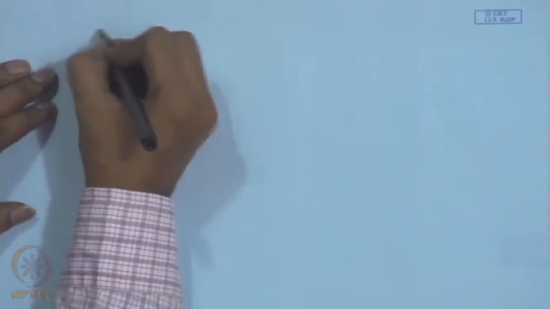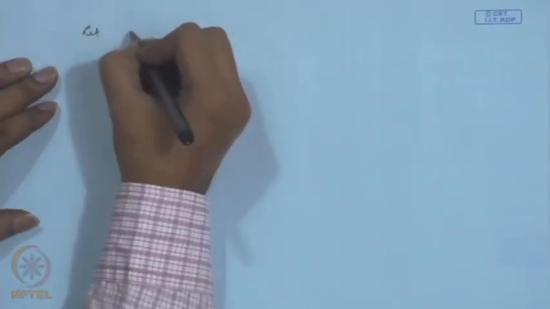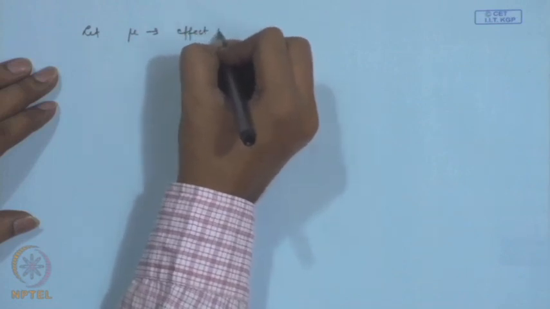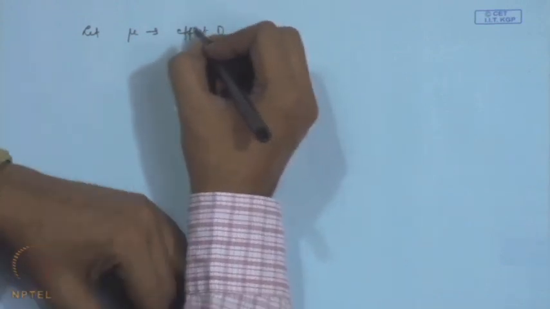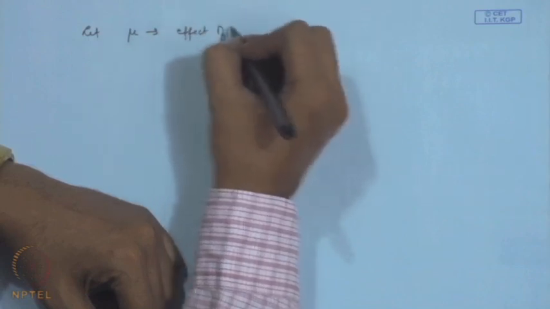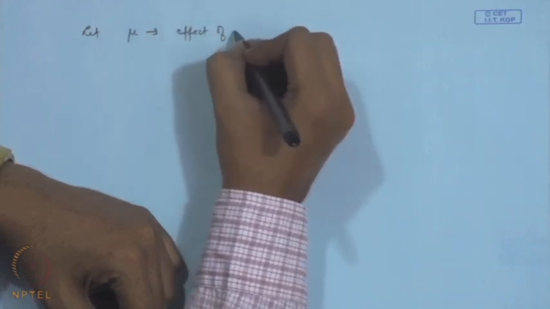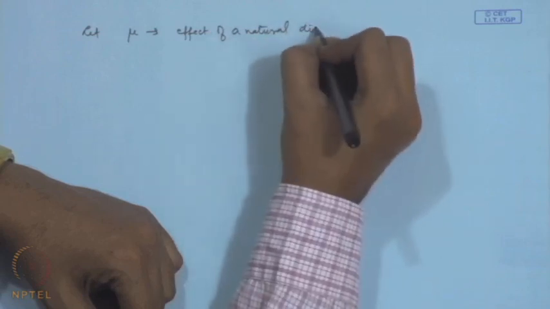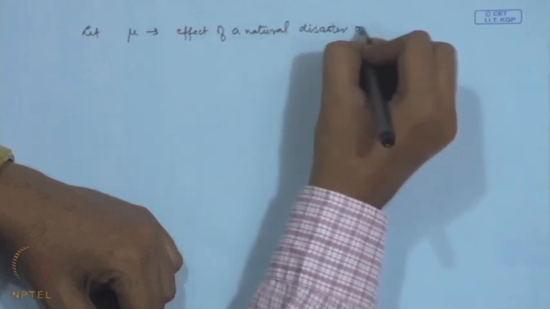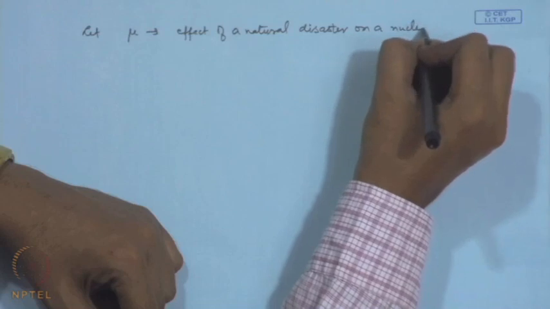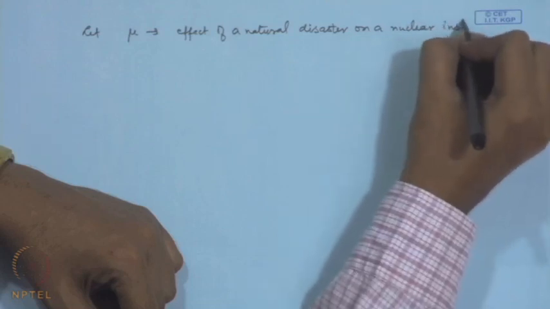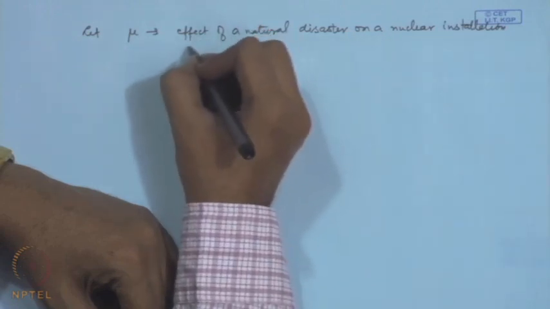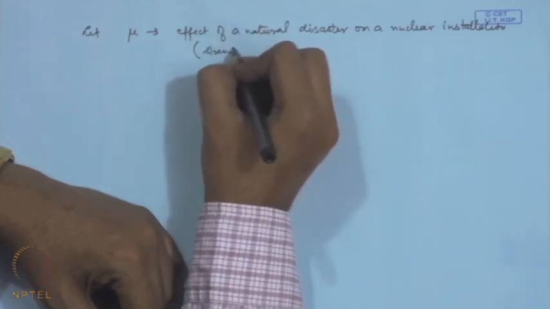Okay. Let us say mu denotes the effect. So, this could be power, which is measured in power, the effect of a natural disaster on a nuclear installation. Now, this effect is estimated in terms of, say, strength.